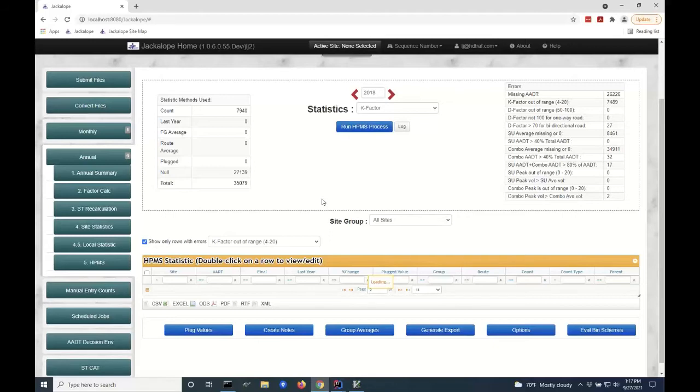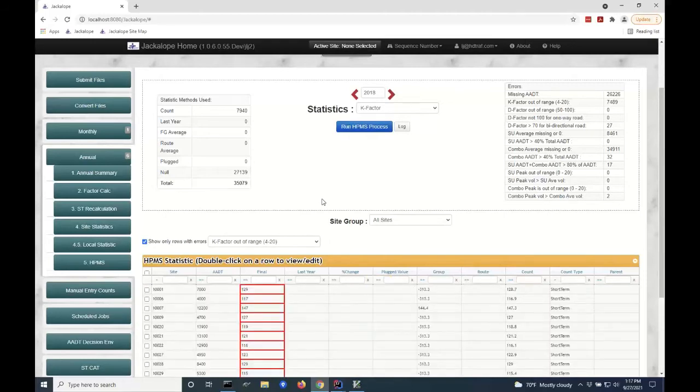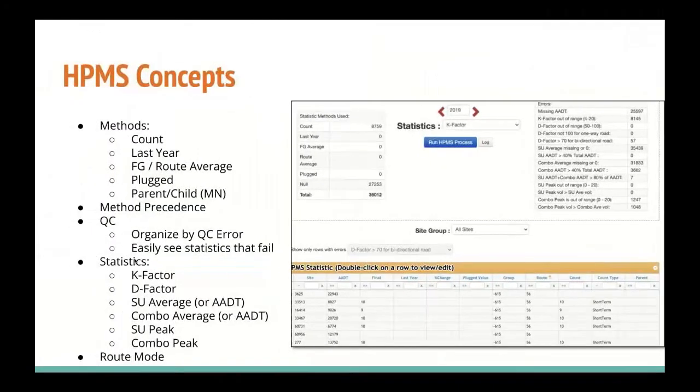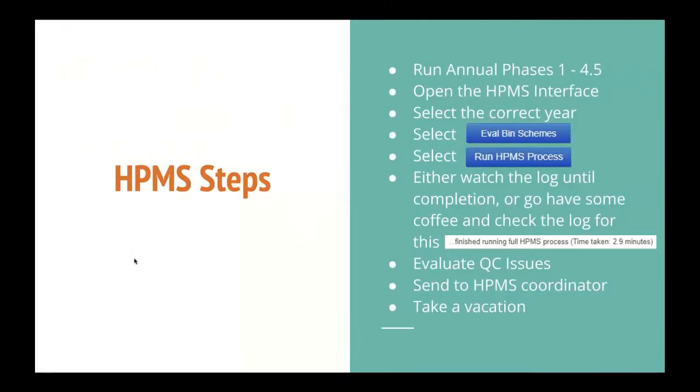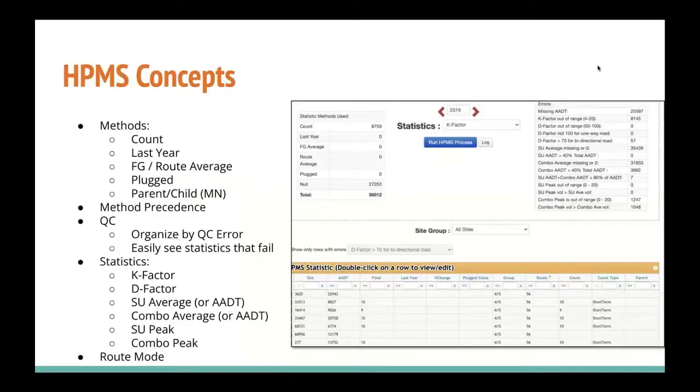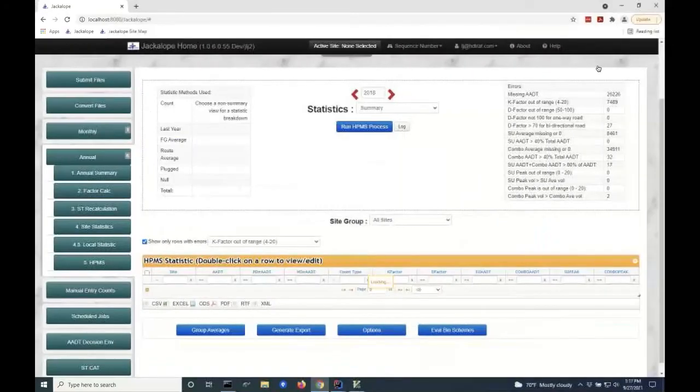And so the idea is we deal with the QC before they get into the HPMS coordinator's hands. Is the plan. Okay. Steven's just mentioning that he has seen sites out west with K factors over 25 reported. Oh, really? Fair.